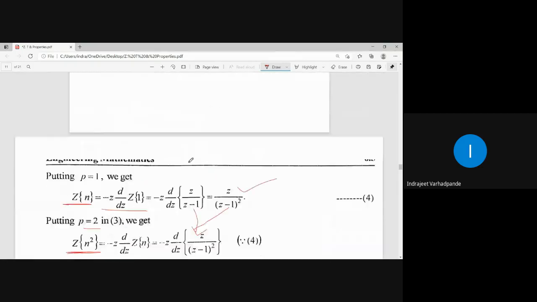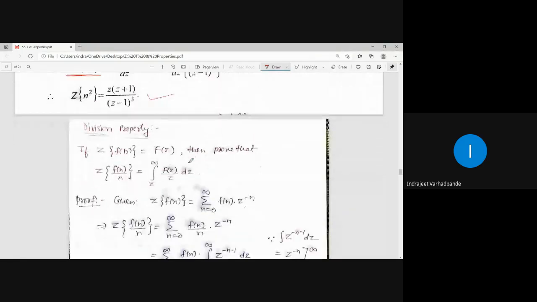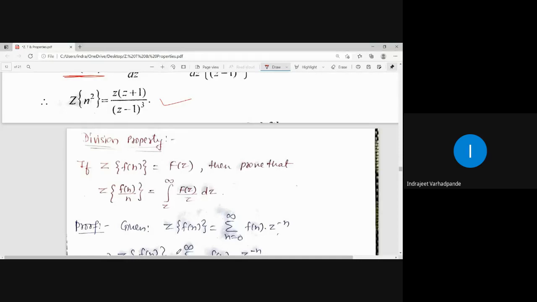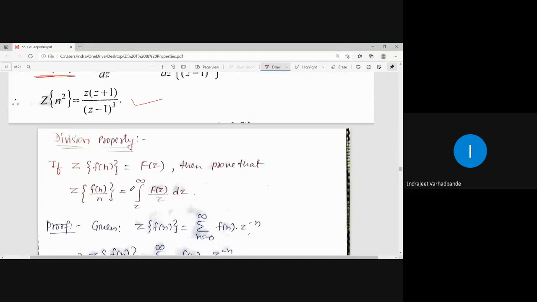Now, on similar lines, where we have discussed the property related to multiplication by n, I will now talk about the property related to division by n. So in every property, what is important? This definition or statement is needed that z of f of n is F of z. It fulfills the definition of the z transform.